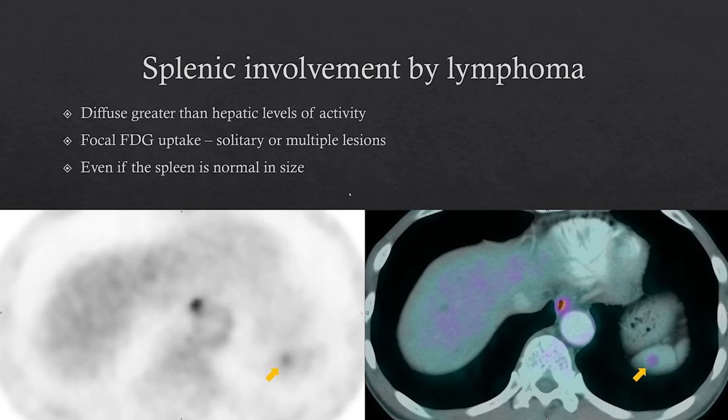Looking at splenic involvement by lymphoma, we saw an example recently where we had intense diffuse uptake. So again, it should be greater than hepatic levels of uptake. You can, however, have focal uptake, as you have over here, which is again greater than hepatic levels of uptake, and this would be abnormal even if the spleen is normal in size.